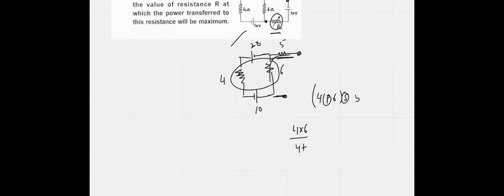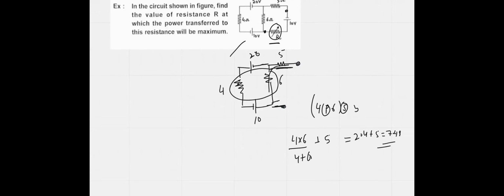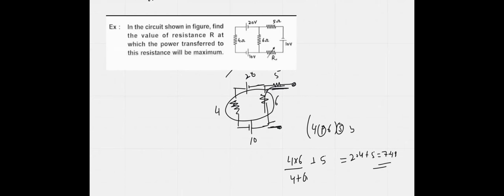Look at this case. These two resistors are in parallel, and these two are in series with this, right? So can I say the total resistance will be 4 parallel 6 in series with 5? You can simply go and say 2.4 plus 5, which comes out as 7.4. This is the resistance across these two terminals, across AB. Let's say this is A, this is B.